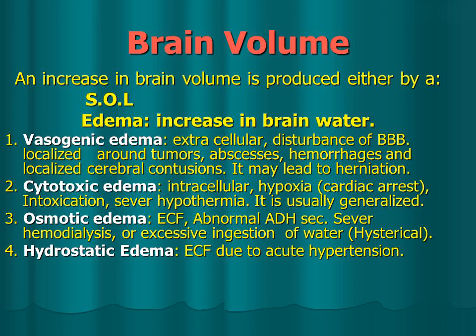Brain volume. An increase in brain volume is produced either by a SOL or edema, an increase in brain water. 1. Vasogenic edema: extracellular, disturbance of the BBB. Localized around tumors, abscesses, hemorrhages and localized cerebral contusions. It may lead to herniation.